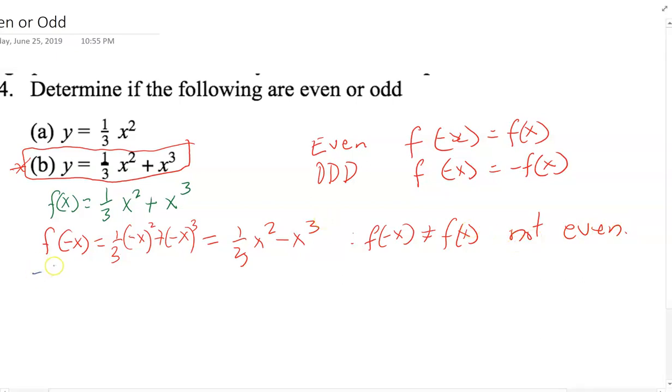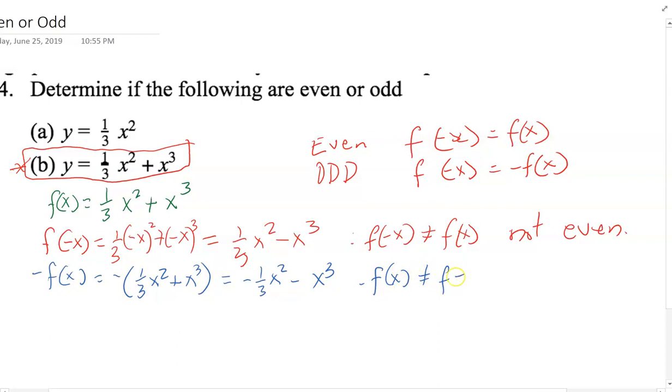Let's look at whether this can be odd by comparing -f of x to f of -x. So the negative of 1/3 x squared plus x cubed is -f of x. Expand this out, we have negative 1/3 x squared, minus x cubed. Notice it is different from the positive 1/3 x squared here. So negative f of x is not equal to f of -x. So in this case, it is not odd.